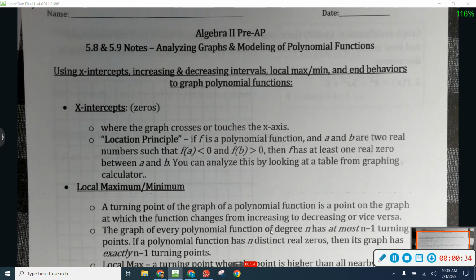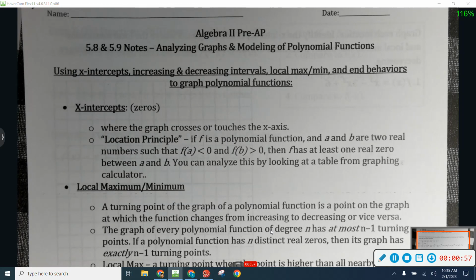Okay. So your x-intercepts, you know what an x-intercept is. It's where the graph crosses the x-axis. Now, if you have a double solution or any solution with an even exponent, remember that it doesn't cross. It just bounces back and touches. Okay, so that's still considered an x-intercept.